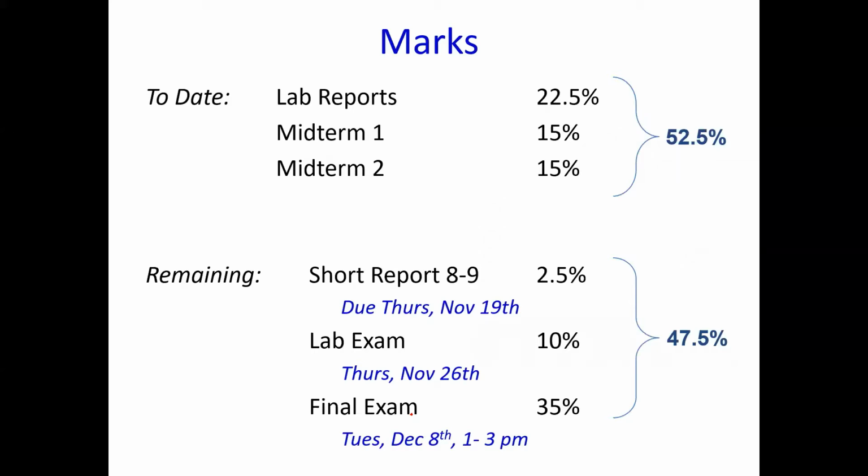Coming up soon are short reports number 8 and 9. I think it's possible on the lab schedule I had it due this week, but there are no classes this week. So that's good news for you. It means you get an extra week, so you can hand it in next week on Thursday. If you hand it in early, that's fine as well. Not a problem with that.